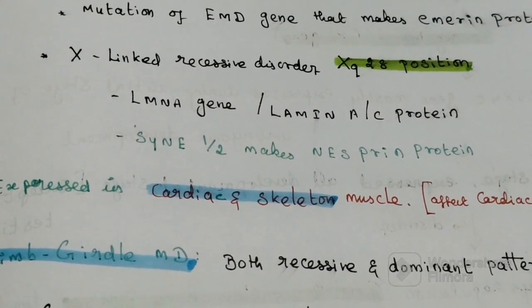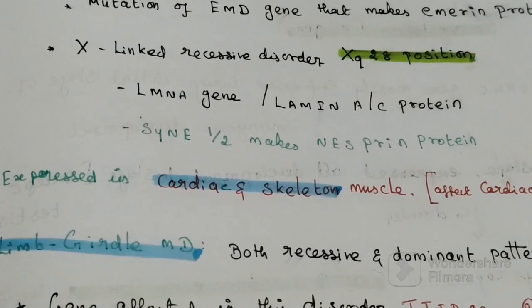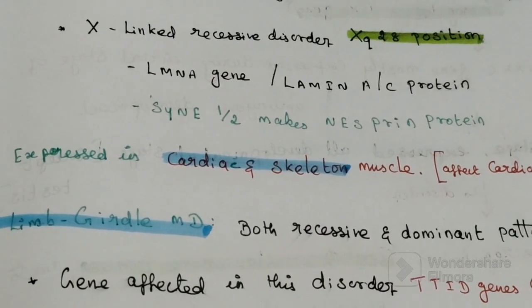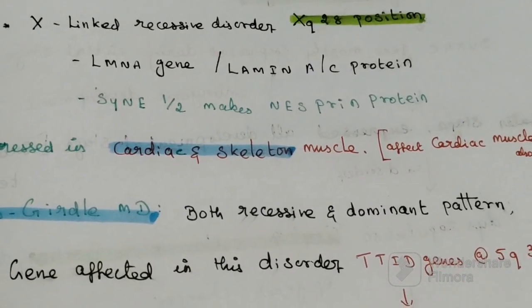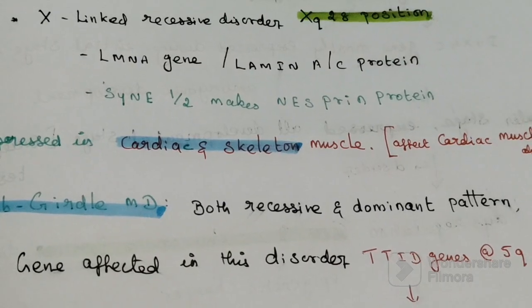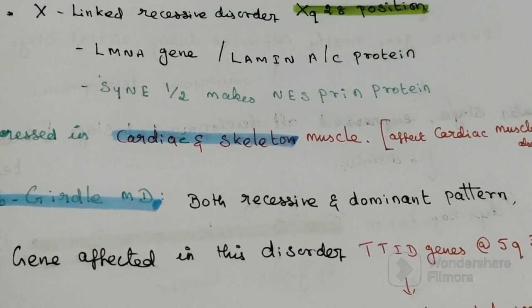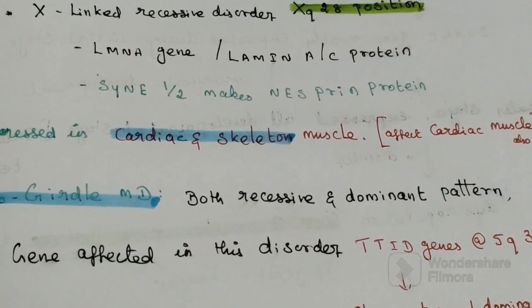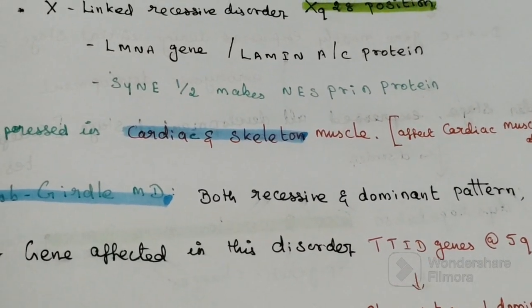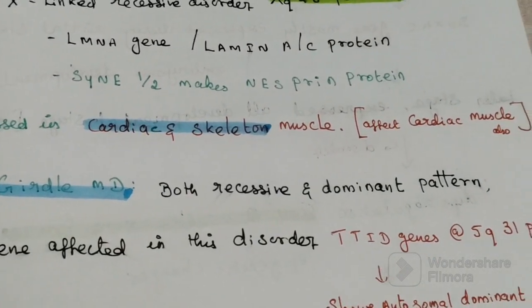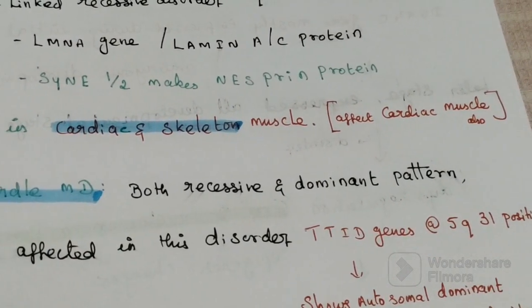It must be noted here that emerin protein is expressed in cardiac and skeletal muscles. So both organ muscles will be affected by this disorder. So in this case, the EMD disorder included cardiac muscles also.